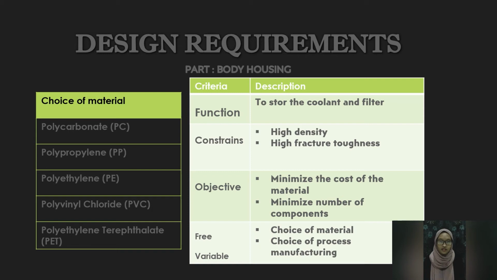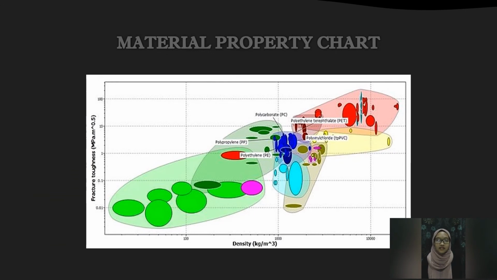For the constraints, they are weight, fracture toughness, and high density. For the objective, it is to minimize the number of components. For the free variable, it is the choice of material. Next, this is the material properties chart for the body housing. We developed these charts by using CES EduPack software. We use fracture toughness against density for this chart.